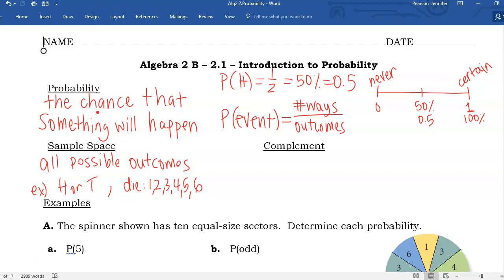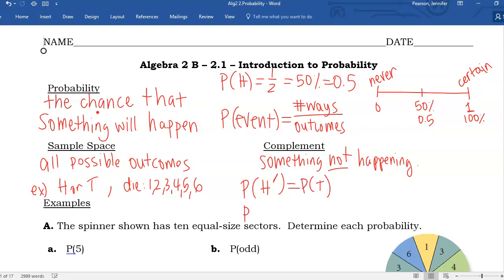Complement is the something not happening. So if I'm talking about the complement of flipping a heads, would be tails. If I'm talking about the complement of rolling a 1, that would be not rolling a 1. So rolling a 2 or 3 or 4 or 5 or 6, anything else, okay? And we're going to use a little kind of like apostrophe. If I could talk about the probability of heads, its complement would be tails. Okay? The complement of rolling a 1 on a standard die would be the probability of rolling a 2, a 3, a 4, a 5, a 6. Okay? So it's everything else.